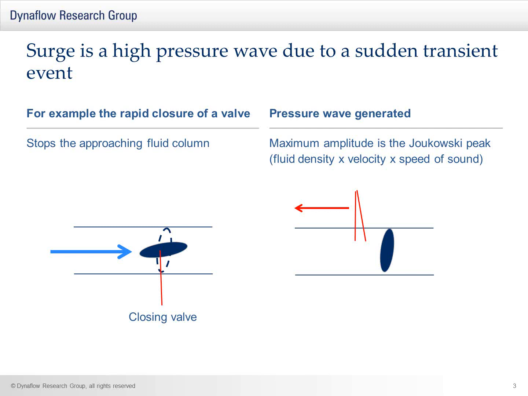And that is equal to the fluid density times the velocity times the speed of sound of the fluid. So if we consider the case for a water system, we've got a fluid density of around 1,000 kilograms per cubic meter, with a flow velocity of around 1 meter per second, and a speed of sound of around 1,000 meters per second. That leads to a maximum possible amplitude, if we've got instantaneous closure of the valve, of around 10 bar.